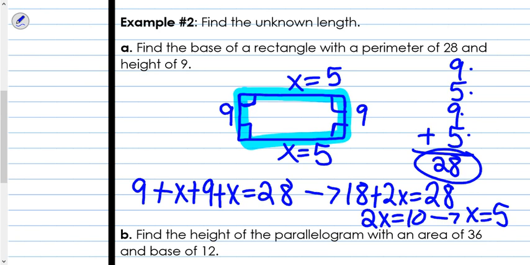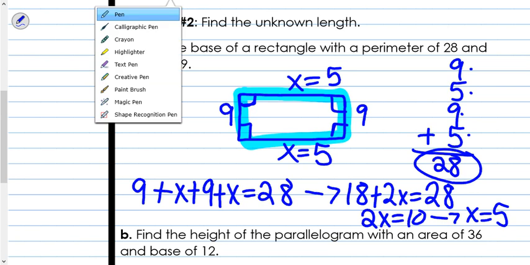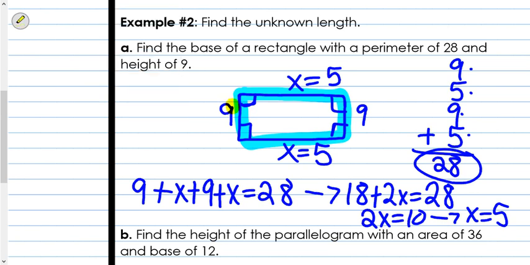So again, I drew a picture. I just drew a rectangle to help me visualize it. I wrote that it had a height of 9. So here's my height of 9. And if it has a height of 9 on one side, it has a height of 9 on the other because it's a rectangle. Opposite sides are congruent. So that meant I knew that the top and the bottom, the two bases, were also equal to each other. So I gave them both a variable of x. I added it up, solved for x. That meant each side had to be 5.